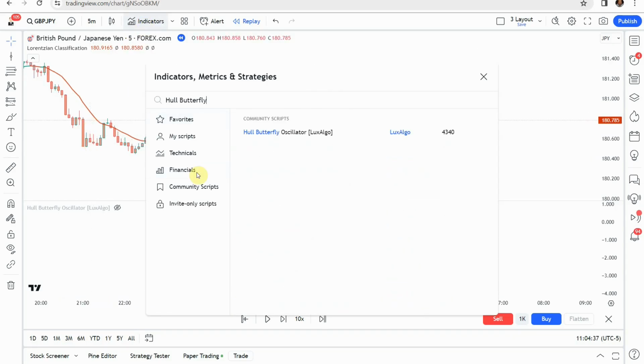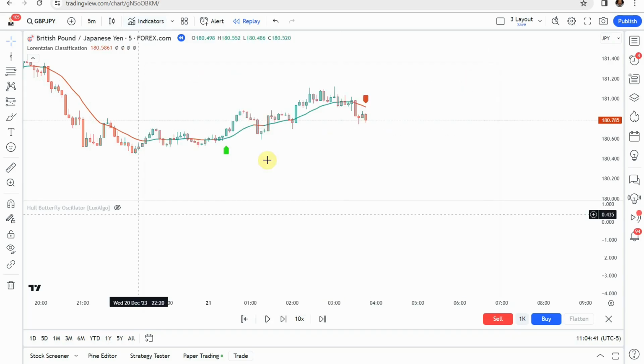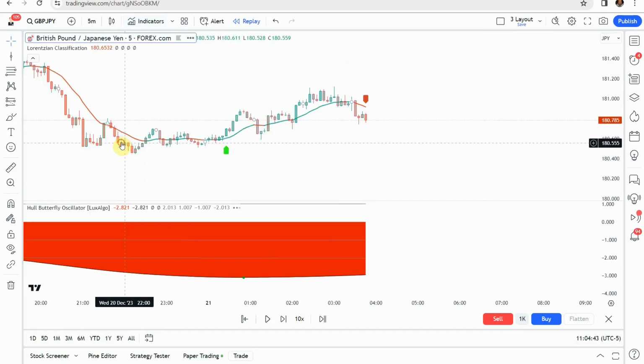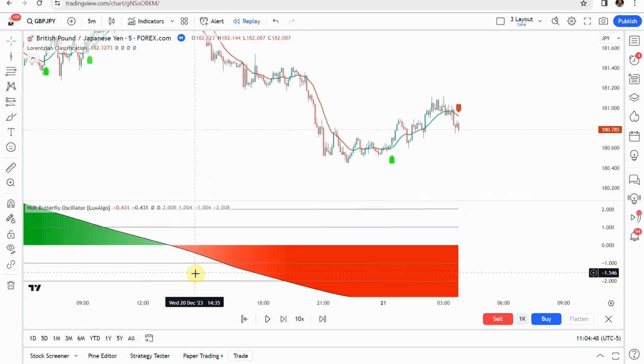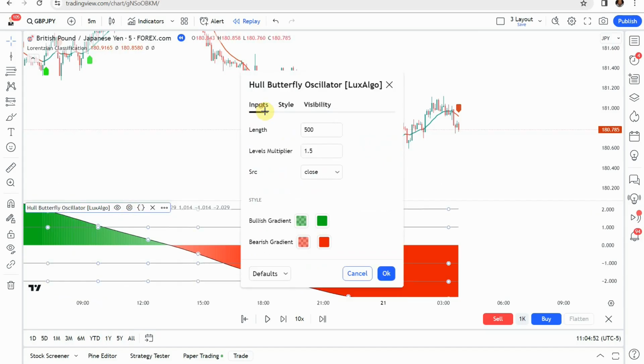The next indicator you'll add to the screen is going to be the Hall Butterfly Oscillator, that one right there. Add that to the screen and it'll look similar to this right here. Not quite, but similar to. And so what we'll do is just go ahead and jump into the settings, and under the inputs here, you're going to change the length to 500 and the multiplier to 1.5.